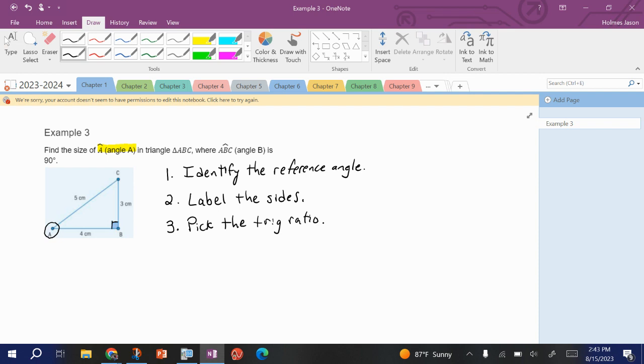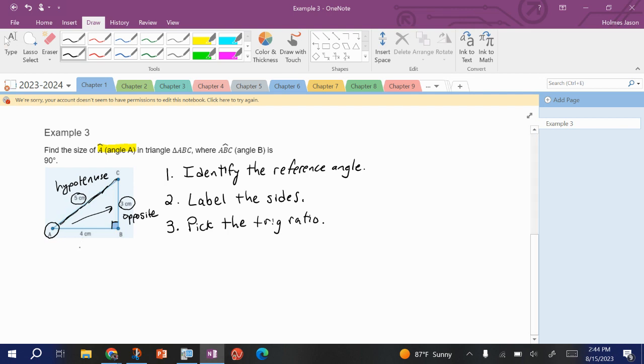So we're going to pick two of the sides out, and we can pick any of the three sides that we want. And I'm going to stick with 3 and 5. So I'm going to label the sides. The 3 is across from the reference angle, and that's going to be opposite. And the 5 is going to be the diagonal, so that's going to be the hypotenuse. Okay, now I could have just as easily picked the 4 and the 5, the 3 and the 4, whatever I wanted to pick, but this is what I decided on.